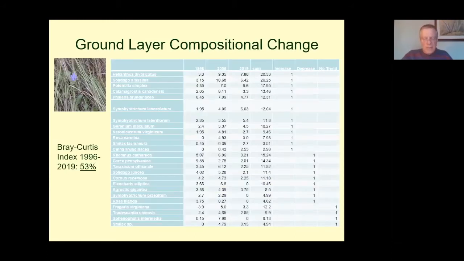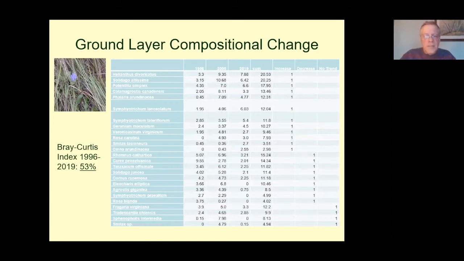Beyond these aggregate metrics that I just reviewed, it's also important to look at compositional change in the species that are present. The Bray-Curtis similarity index, shown on the left here, is only 53%, and that would appear to reflect a fairly high level of change in the ground layer plant community of the savanna.